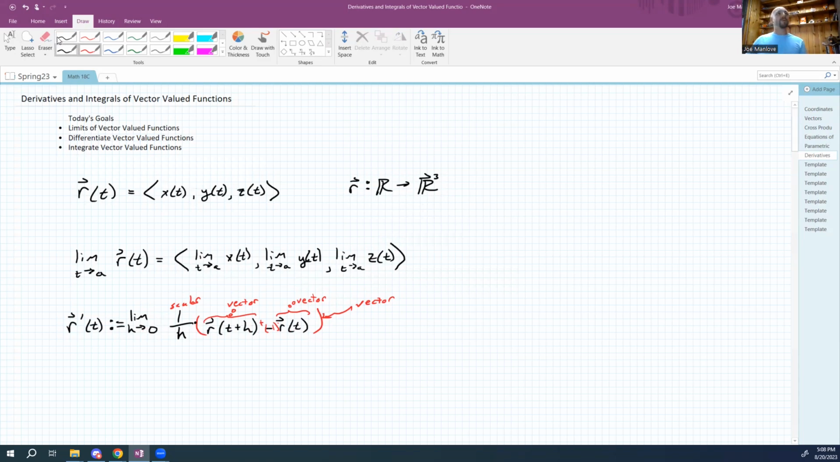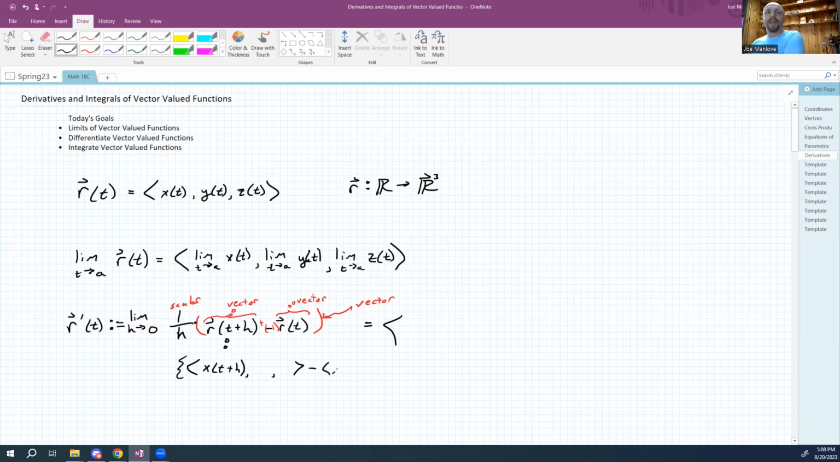Well, if I do this component-wise, I'm going to get, well, here, I'll do the first one. So if I do this component-wise, I've got here my r of t plus h, and the first component has x of t plus h. And then it's got y of t plus h and some other stuff, right? And then here I'm subtracting.